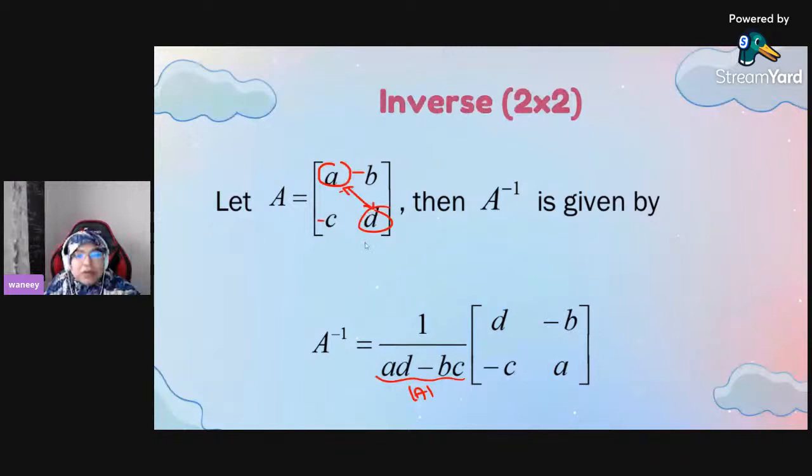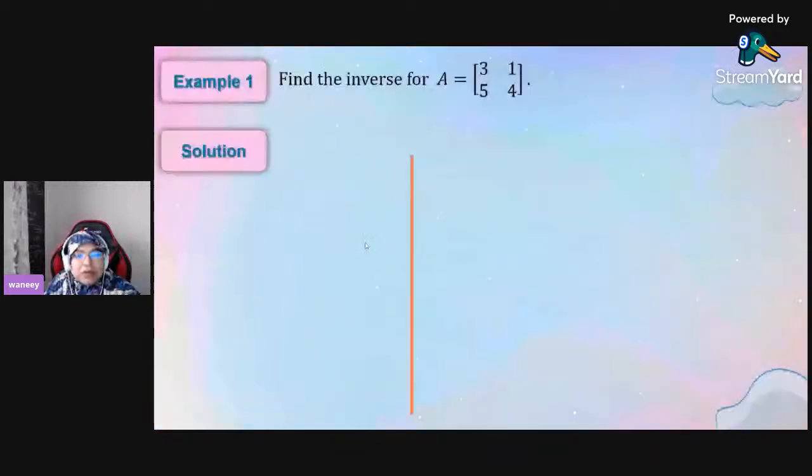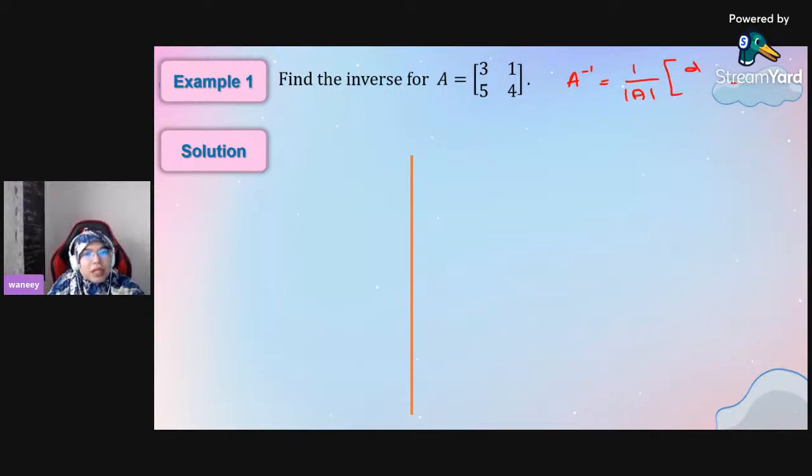Okay, so let us do the same for the example. Find the inverse for A. A is [3, 1; 5, 4]. Okay, so the formula for A inverse is 1 over determinant of A, and then I have to times with [d, negative b; negative c, a]. Nampak ke? Boleh kot. Okay, so now we need to calculate the determinant first.